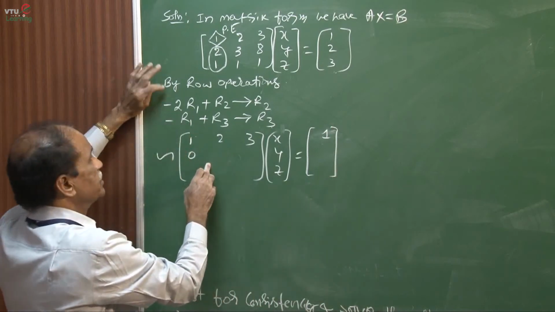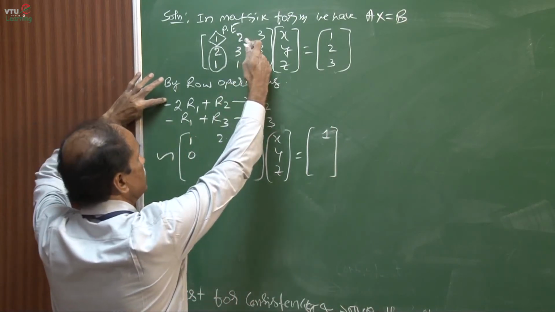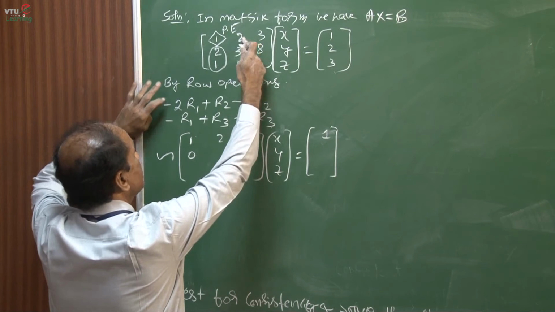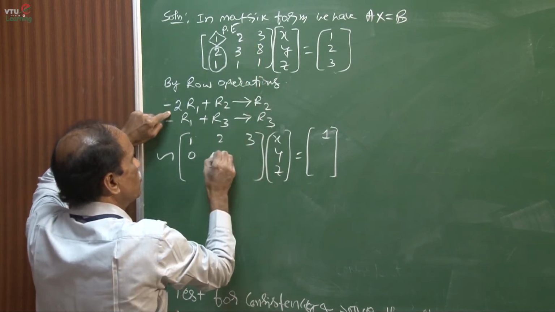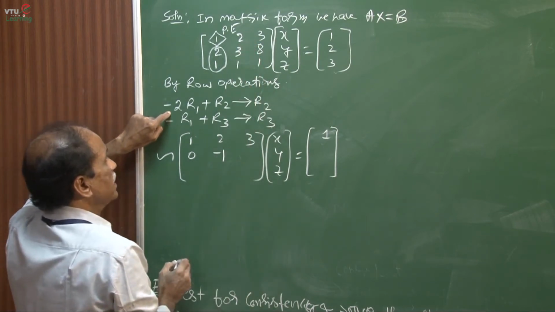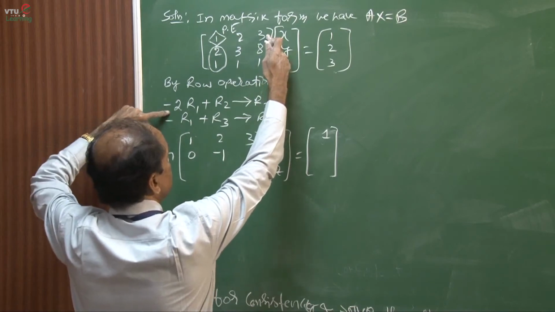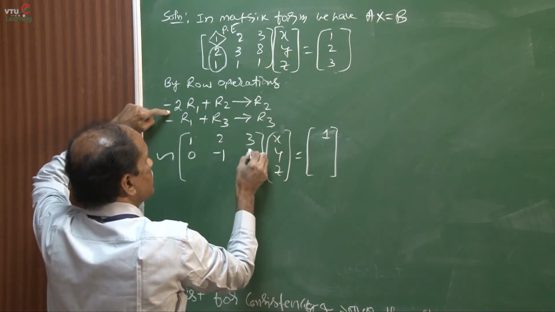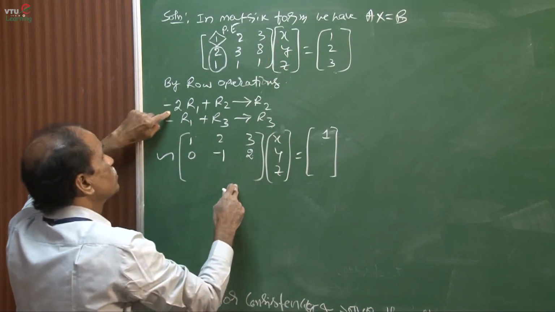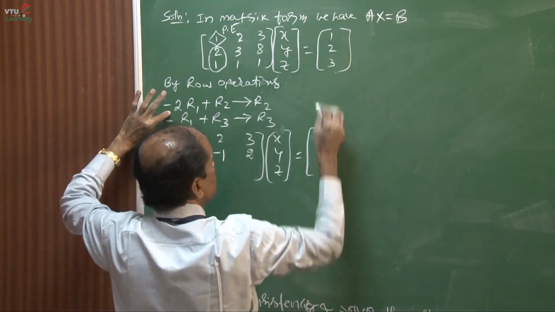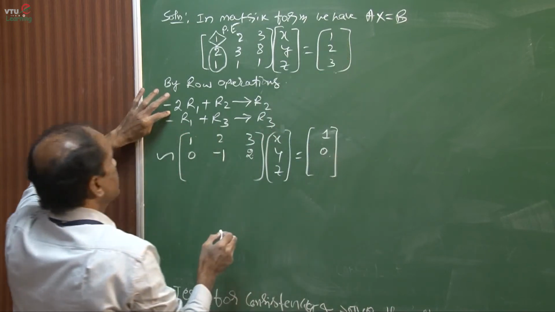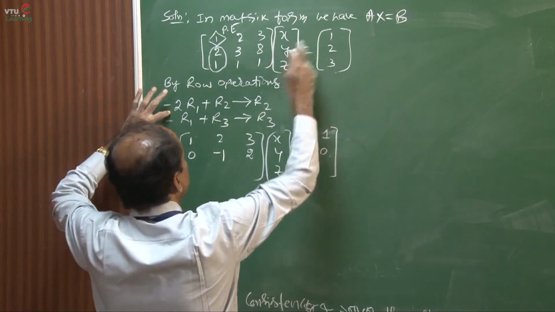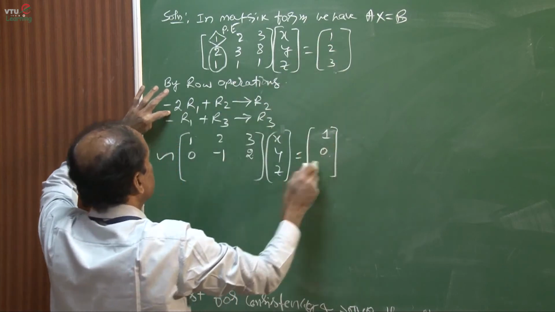Now you have to see the changes. Minus 2 r1 plus r2. Minus 2 into minus 2 means minus 4 plus 3, that becomes 1. Minus 2 into 3 is minus 6, plus 8, that becomes 2. Minus 2, this becomes 0. Minus 2 r1 plus r2, 1 into minus 2 plus 2, that becomes 0.